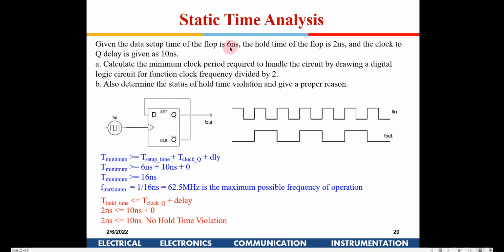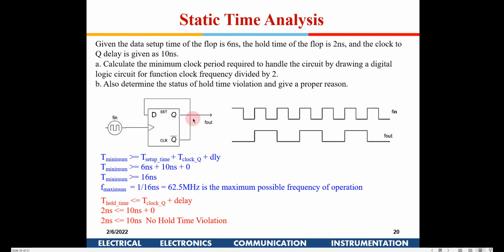Now here it is given the flip flop setup time is 6 nanoseconds and hold time is 2 nanoseconds, and the delay from the clock to the Q is given as 10 nanoseconds. Now it says calculate the minimum clock period required to handle a circuit, by drawing the digital logic for a functional clock divide by 2 circuit. So you need to make a circuit which is doing divide by 2.